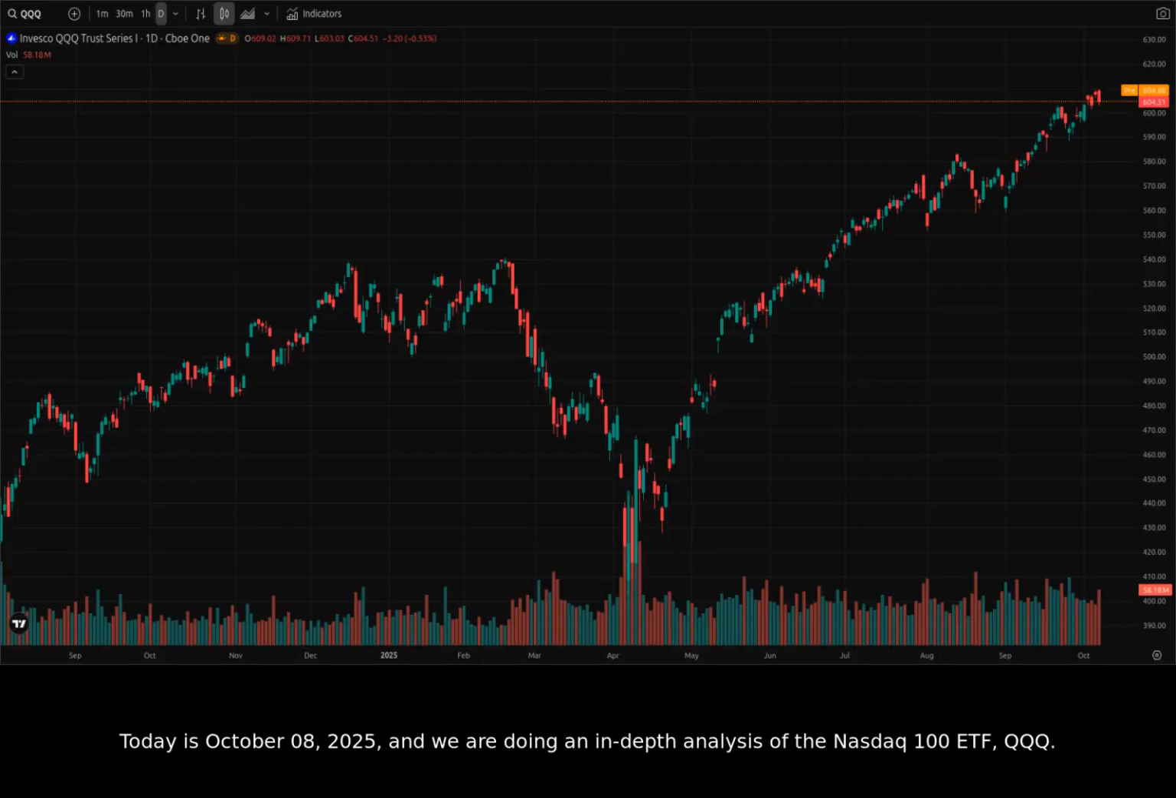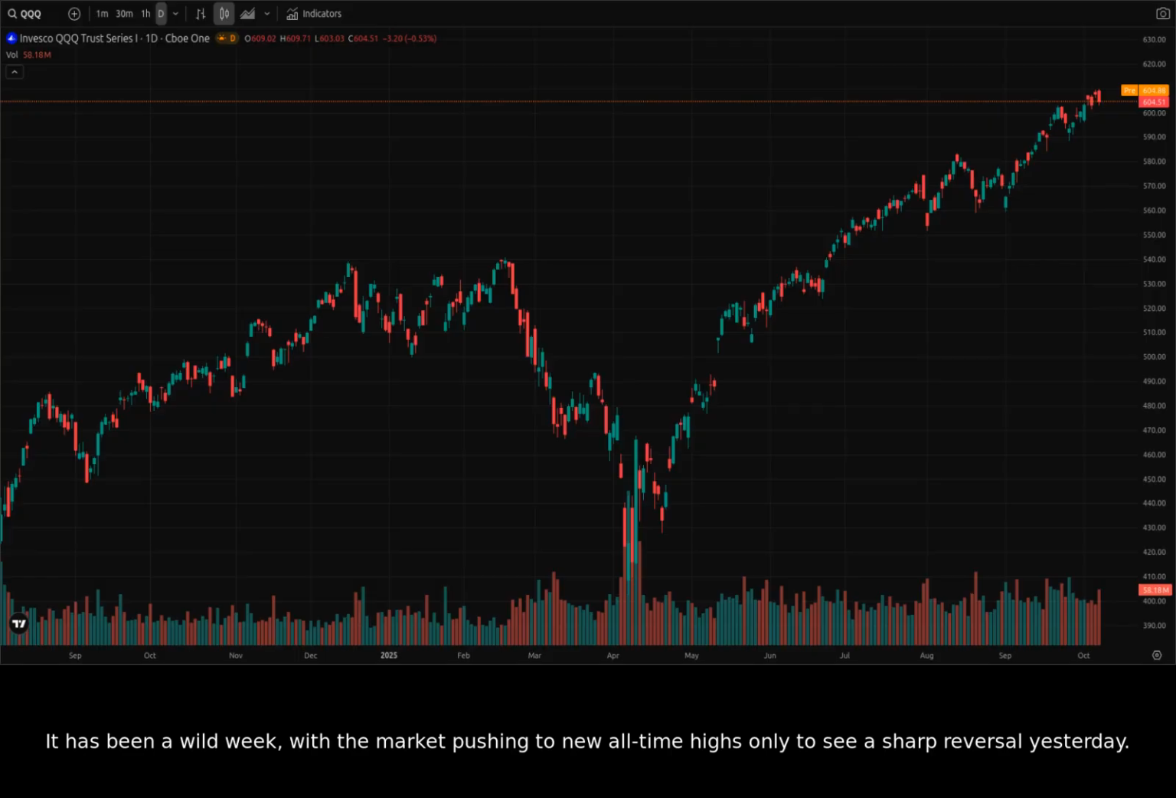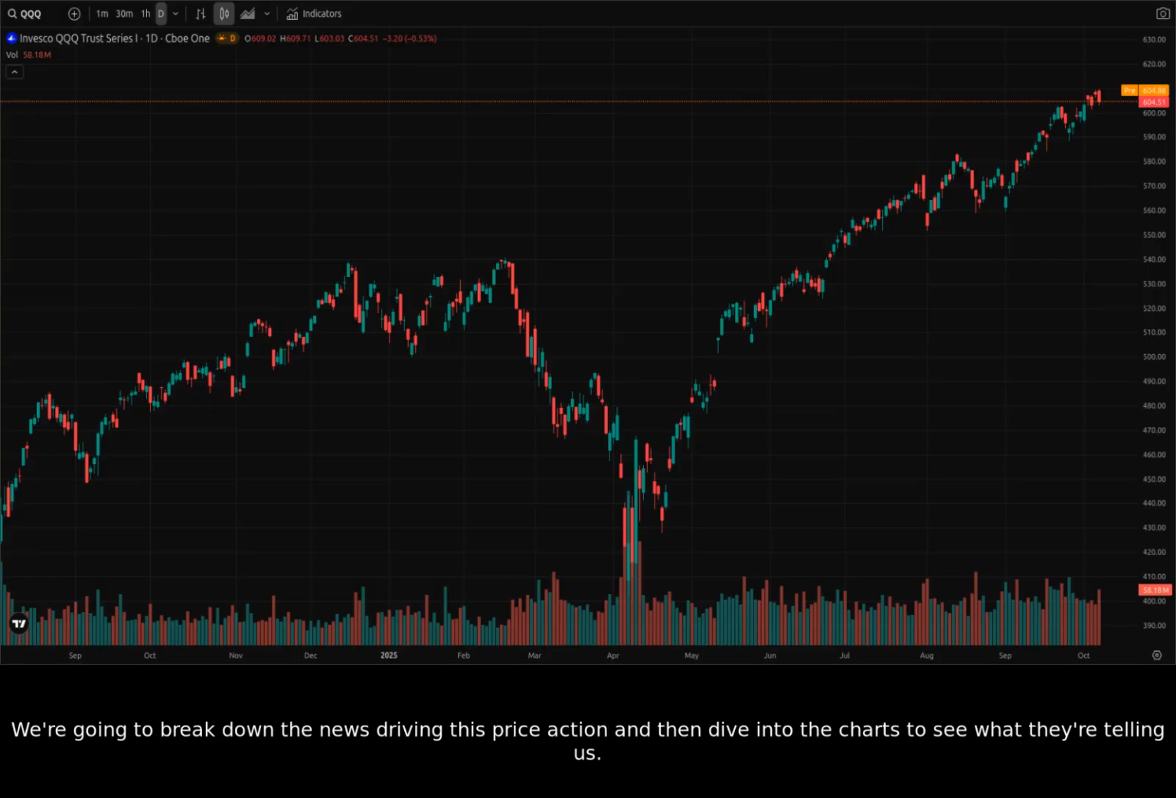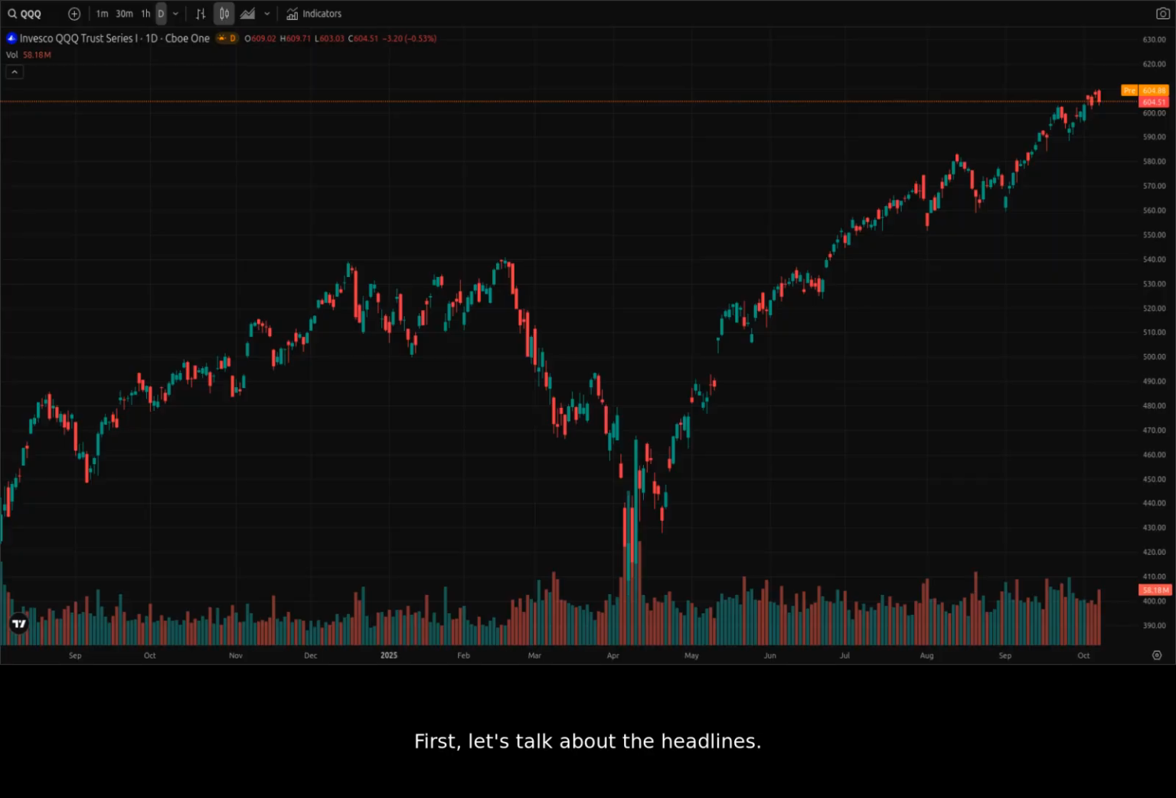Today is October 8th, 2025, and we are doing an in-depth analysis of the Nasdaq 100 ETF, QQQ. It has been a wild week, with the market pushing to new all-time highs only to see a sharp reversal yesterday. We're going to break down the news driving this price action and then dive into the charts to see what they're telling us. First, let's talk about the headlines.